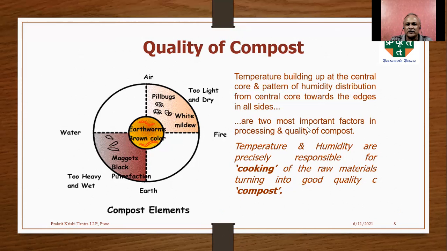These are the two most important factors in the processing and the quality of compost, as I have explained here. Temperature and humidity are precisely responsible for cooking the raw material and turning it into good quality compost. I have mentioned the word cooking. In cooking, if too much water is there, then cooking becomes bad, and if it is too dry, then burning happens. The same thing is happening in the composting process, so you can apply your experience of cooking to this cooking, that is composting.